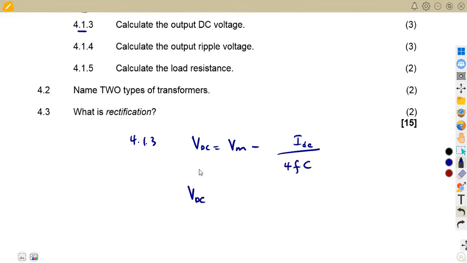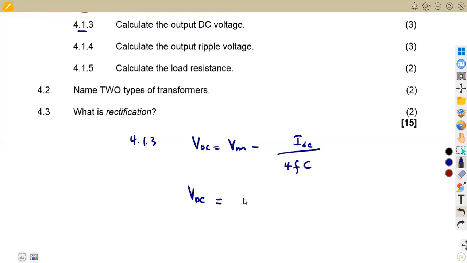That is your VM in this case, when you're dealing with a shunt capacitor, which is a filter. We are going to see that when it's a rectifier on its own, when you're not having a capacitor circuit, the formulas are going to be different. So that's why I am emphasizing this part. You're supposed to be careful with your formulas.